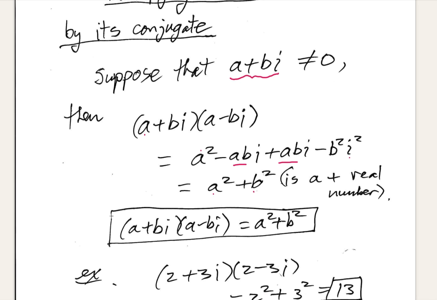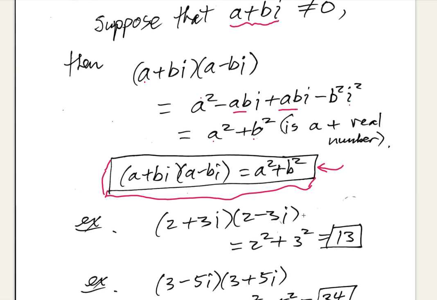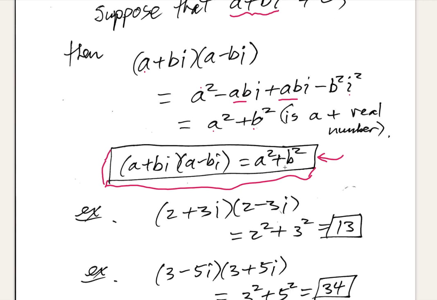Okay, this is a formula you want to remember. The sum of squares can be factored now. That's another way to think of it, which you couldn't do in previous classes. But a plus bi times a minus bi is a squared plus b squared. So that's going to be a real number, and in fact, if a and b are not both 0, then it's going to be a positive real number. Now remember, a and b are real numbers, so you're taking the sum of the squares of two real numbers.